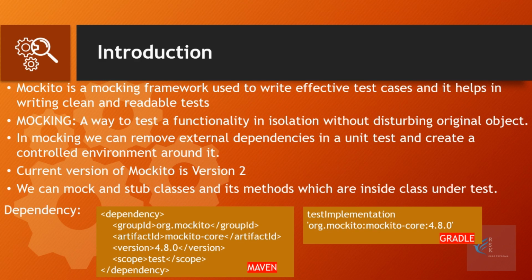So what can we do in unit tests with the help of the Mockito framework? We can mock and stub classes and their methods, which are inside the class that is under our test. Following is an example of the dependencies which we can use in Maven or Gradle projects. We need to use mockito-core. This dependency helps test cases use Mockito features.